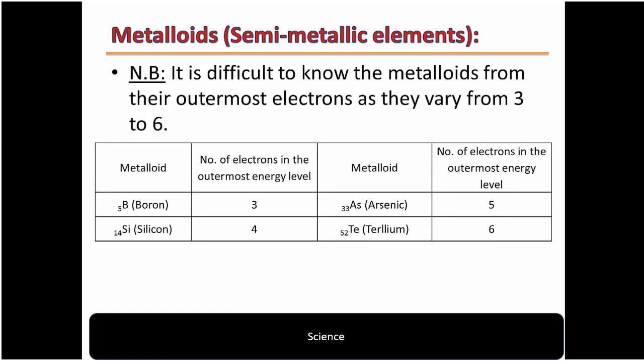We have only 4 examples for metalloids. Bromine, its outermost energy level contains 3 electrons. Silicon, its outermost energy level contains 4. Arsenic, its outermost energy level contains 5 electrons. Tellurium, its outermost energy level contains 6 electrons.